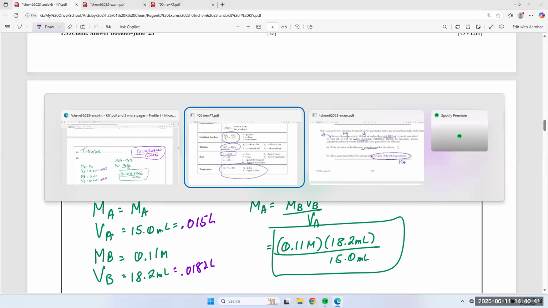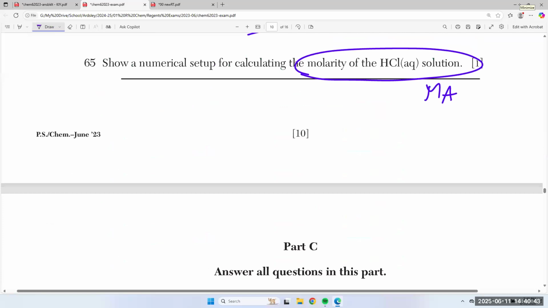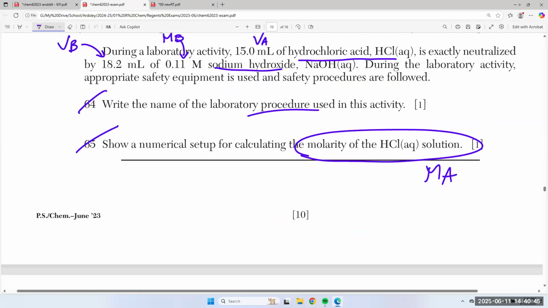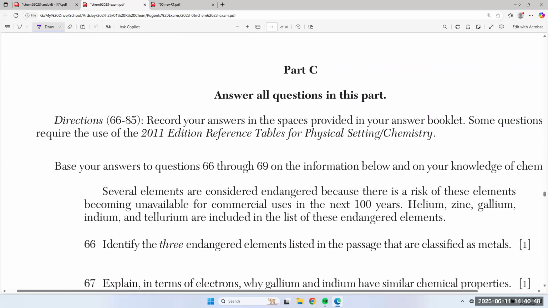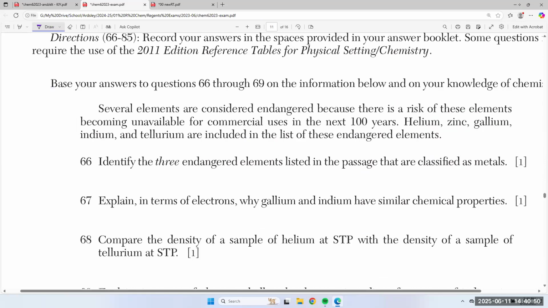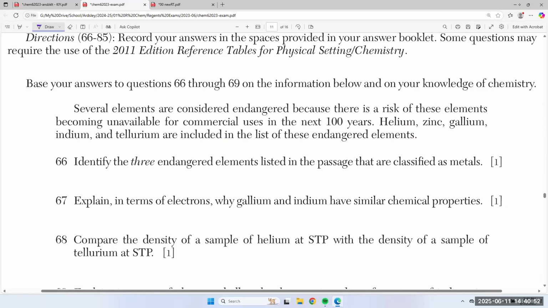Let's go to 60. The other thing I like to do is try to cross it out so that you know which one, if you're skipping any. Base your answer to 66 to 69 on the information below and your knowledge of chem. Several elements are considered endangered because there's a risk of these elements becoming unavailable for commercial uses in the next 100 years. I was going to say helium. Remember, I talked about it in class because of Amazon? Look at that, here it is. Helium, zinc, gallium, indium, tellurium are included in the list of these endangered species.